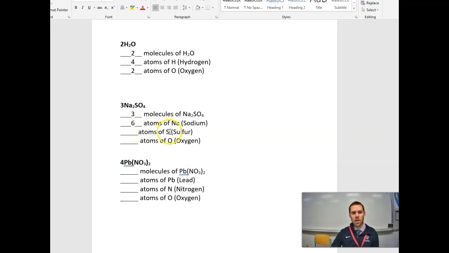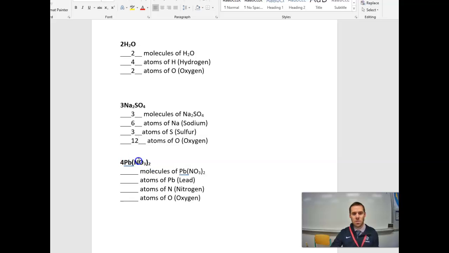How about sulfur, capital S? Sulfur is 3 times 1 because we do not have a subscript in front of that capital S, sulfur. So I'm assuming that there's going to be 1 atom times 3 coefficient, which is 3 times 1 is 3. How about oxygen? I have 12 atoms of oxygen. 3 times 4, remember to apply this coefficient throughout the entire compound. I see 1, 2, 3 different capital letters, so I have 1, 2, 3 different elements.